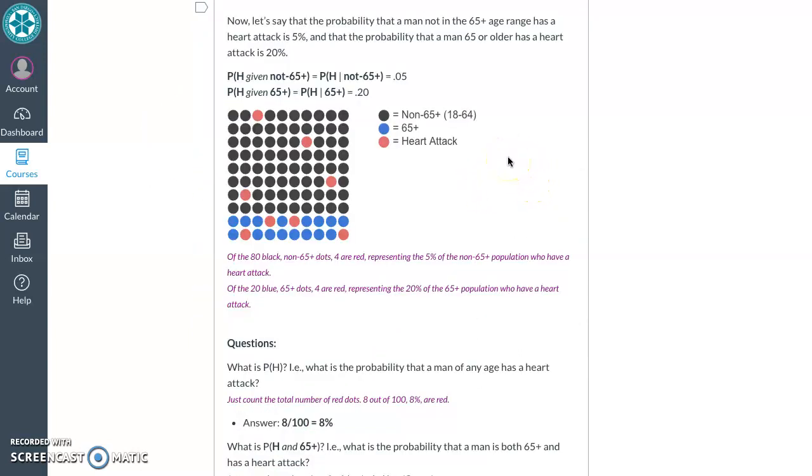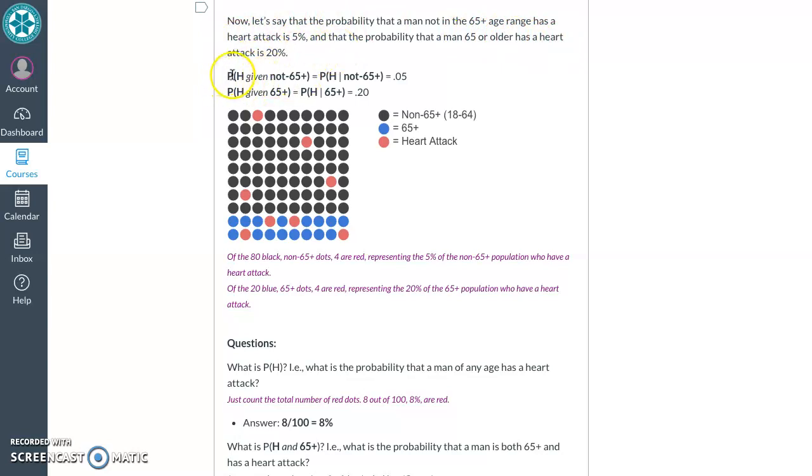Okay, we need some more information, and again, I'm just making up these numbers for the sake of doing the math. So let's say that the probability that a man not in the 65 plus age range has a heart attack is 5%. And let's say, again, making it up, the probability that a man 65 or older has a heart attack is 20%.